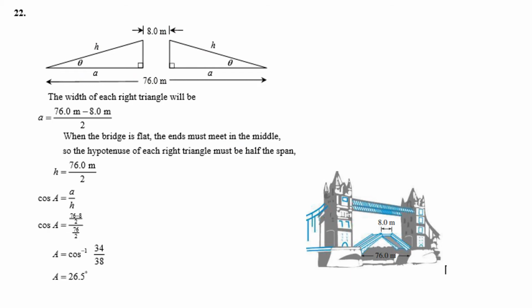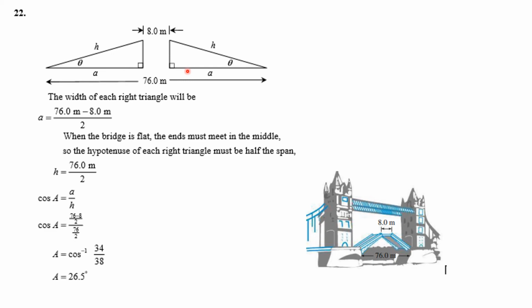Well, here's the picture, and what you can see is that if you're talking about the length of each of those, if I take 2A and I add 8 to it, I will get the 76. That means I can solve for A, and A is going to be (76 minus 8) over 2, or 34. So that is what A is going to be.